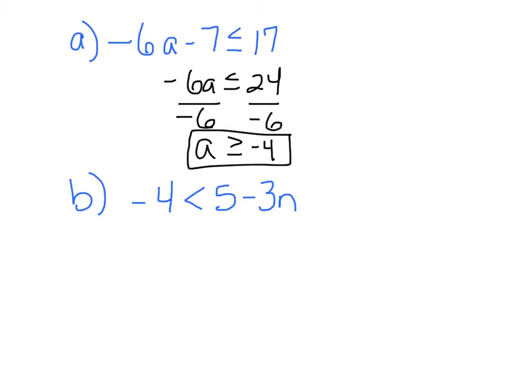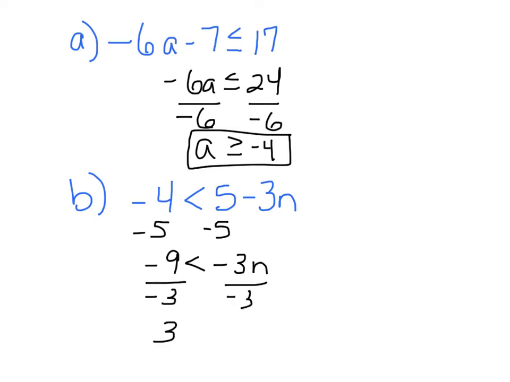In the second inequality, we have negative 4 is less than 5 minus 3n. Since the variable is already on one side, we're just going to subtract 5. That gives us negative 9 is less than negative 3n. I divide by negative 3. That gives me 3. Now, because I divided by a negative, this inequality of less than is going to flip.